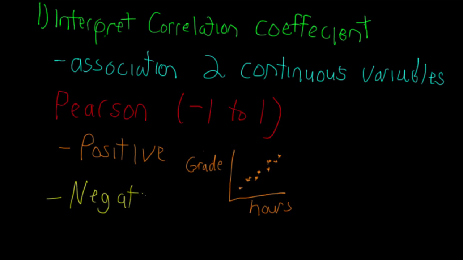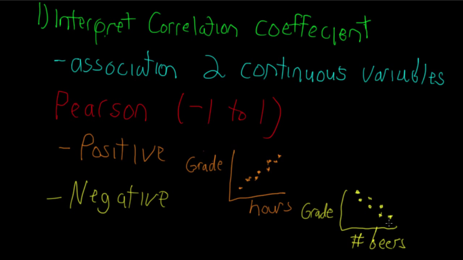Now, negative correlations are inversely related. So if we looked at the number of beers and the grade, we might expect that as beers increase, grades go down, or maybe because grades go down, beers increase, but we don't necessarily know which one led to the other. They're just associated with each other, but this is an example of a negative correlation.